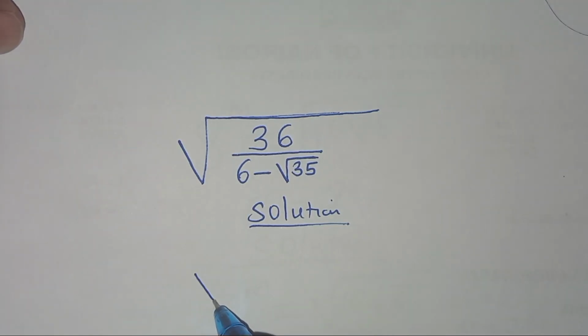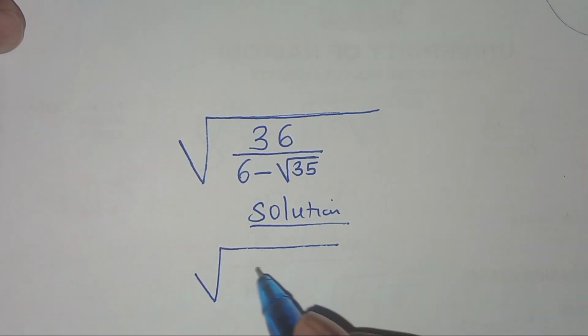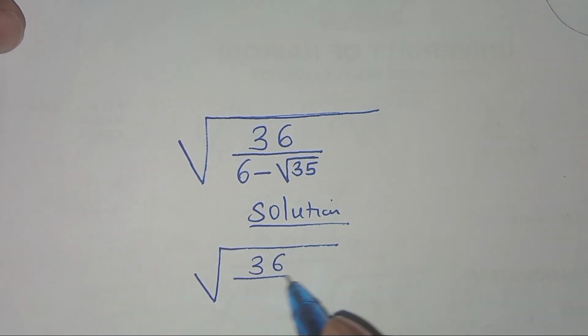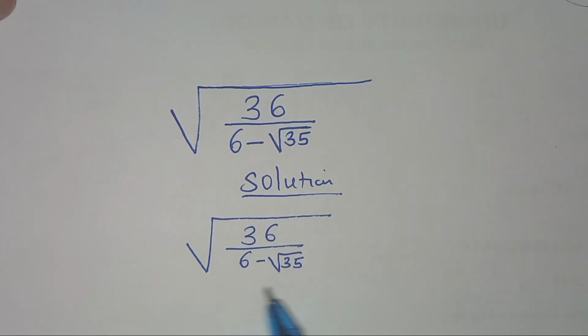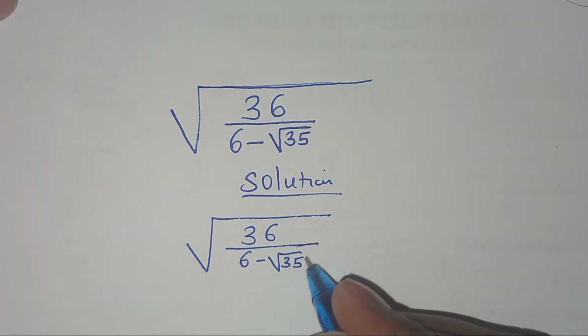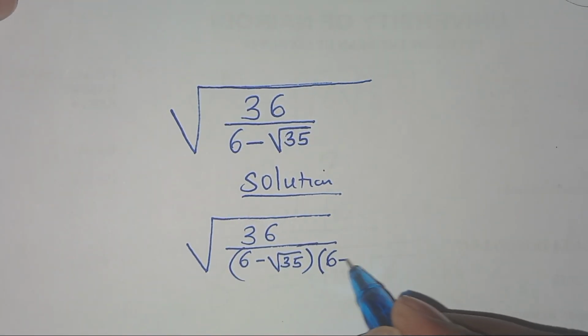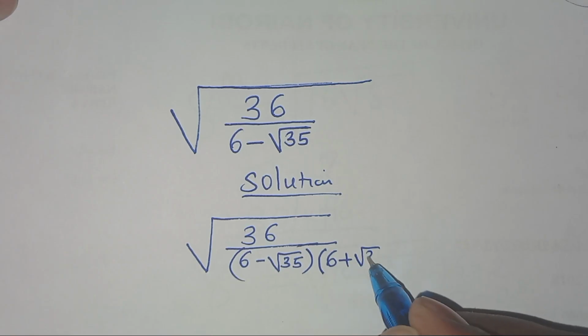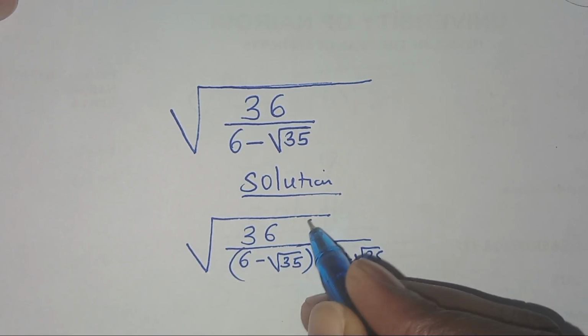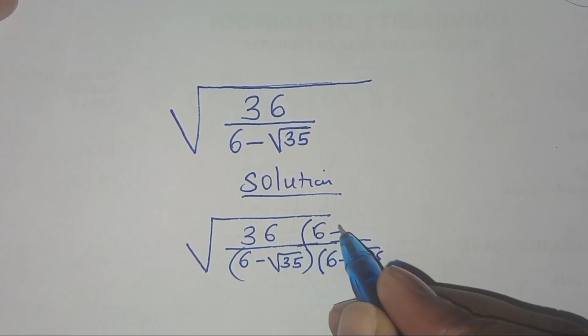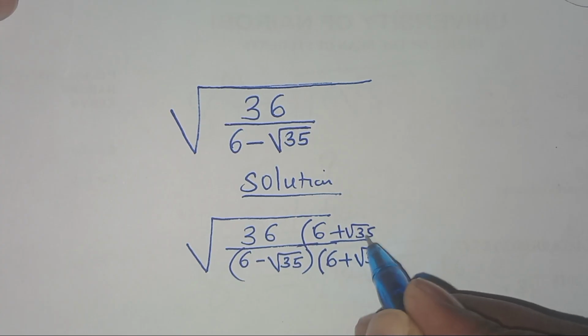Now, we have the square root of 36 divided by 6 minus square root of 35. If we check the denominator here, we can just introduce a conjugate. Let's rationalize the denominator by introducing a conjugate, which is 6 plus square root of 35. We also multiply the numerator with 6 plus square root of 35.